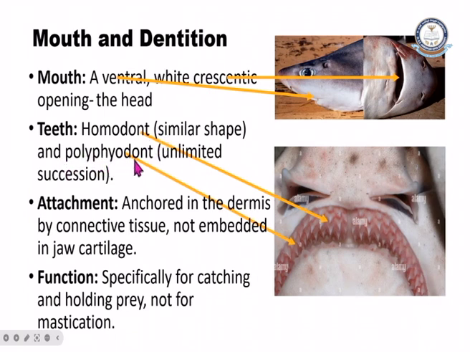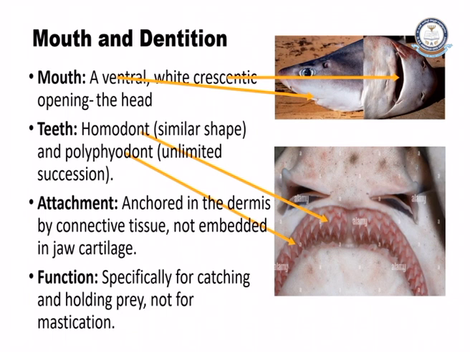They are polyphyodont, unlimited succession, means the number of times they will be replaced, how many times they are damaged they will be replaced. But if we take the example of humans, we have only 2 sets of teeth, that is milk teeth and permanent teeth. Once the milk teeth are lost, we will get permanent teeth. If the permanent teeth are lost, then we do not have teeth. But in the case of Scoliodon, they possess polyphyodont type of dentition, that means teeth will be formed any number of times.